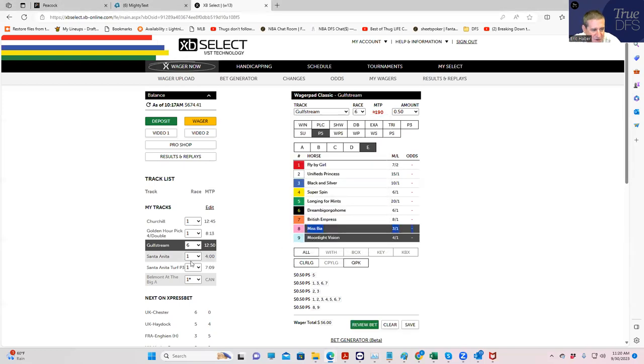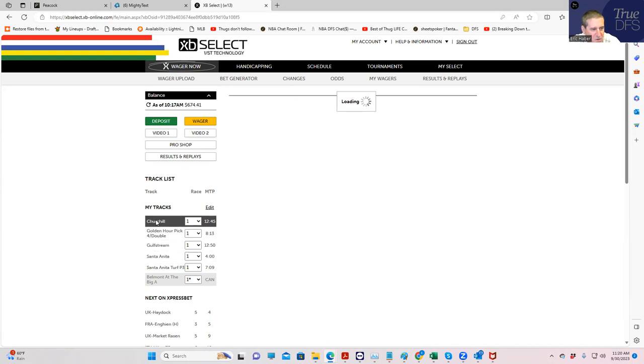So that is a Gulfstream. Now, again, you can go back and look at these picks again. You've got to watch for scratches and all that stuff, but that's Gulfstream. Going in chronological order, let's go to Churchill.